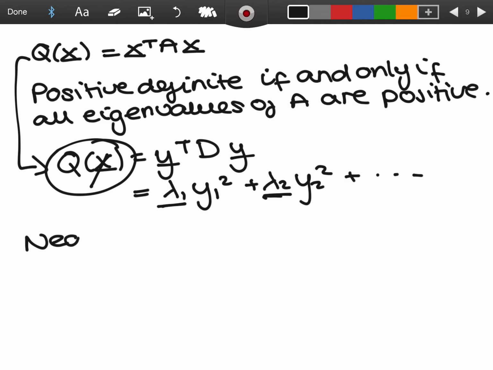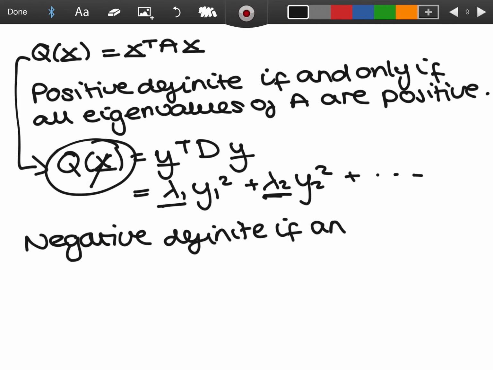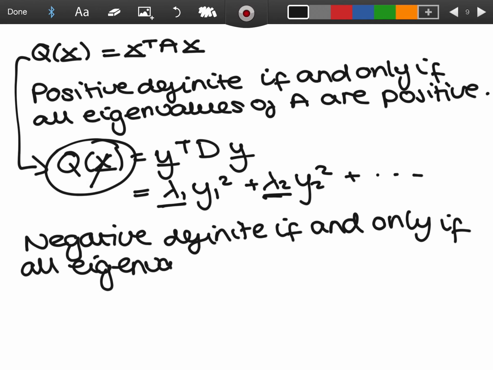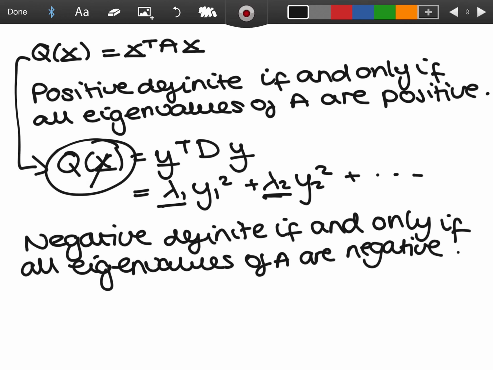It's negative definite, as you would expect, if and only if all eigenvalues of A are negative. And in the same way, it's indefinite if you've got a mix of both positive and negative eigenvalues.